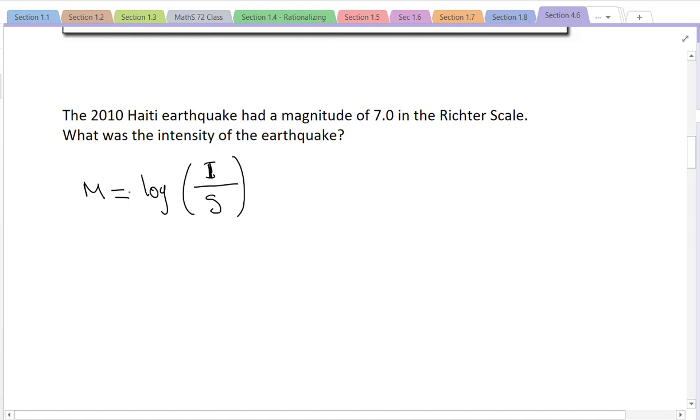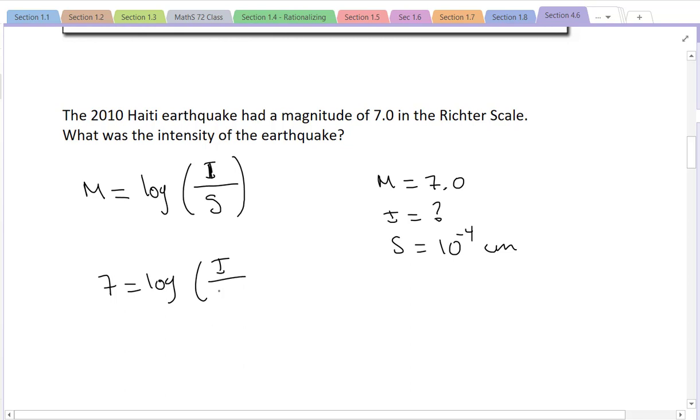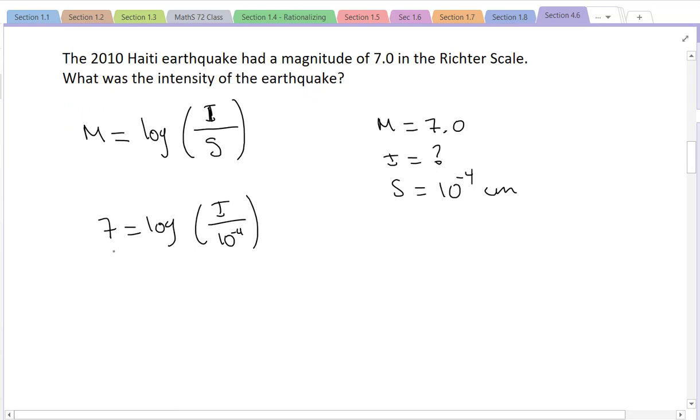So let's plug in everything that we know. M is equal to 7. We're looking for the intensity, and we know S. We always know S. S is 10 to the minus 4 centimeters. Let's plug everything in. I have 7 is equal to the log of I over 10 to the minus 4. I have a logarithm with base 10, so we can change it to an exponential by saying 10 to the 7 equals I over 10 to the minus 4.